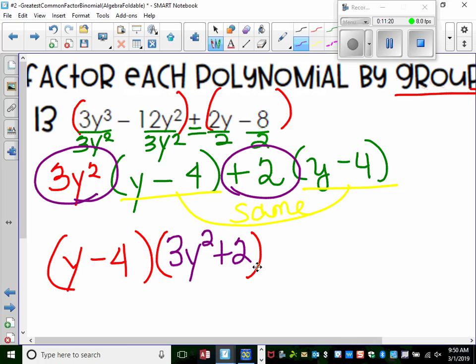If I were to distribute this back out, that means multiply these two factors together. Because remember, we're talking about factors. Factors are numbers, or terms, that you multiply together to get a product. So technically, this is your product right here, the problem: 3y squared minus 3y cubed minus 12y squared plus 2y minus 8. If I actually multiply this back out by distributing, this is what I'm going to end up with. So I have just found the factors, that means what I would need to multiply together to get this answer up here. Okay, and I want you to see it.